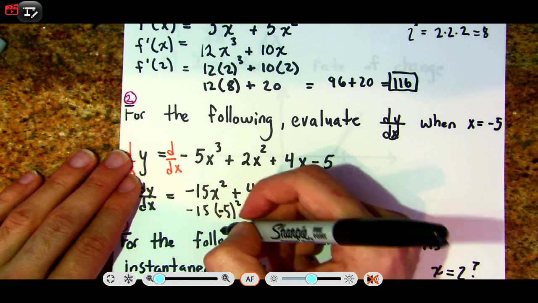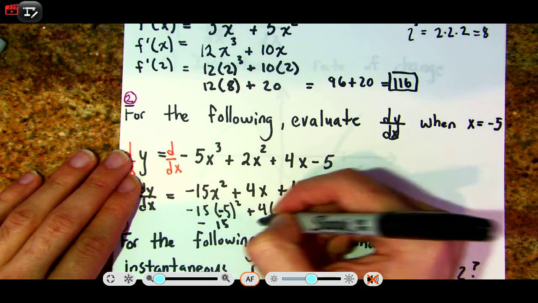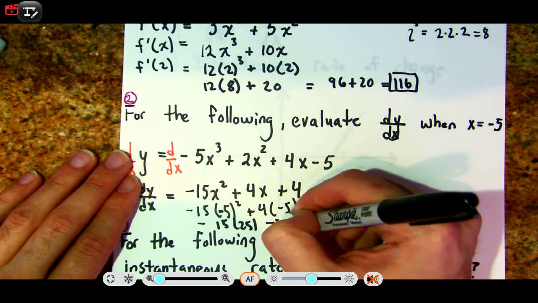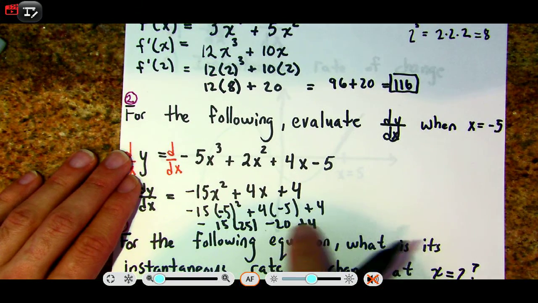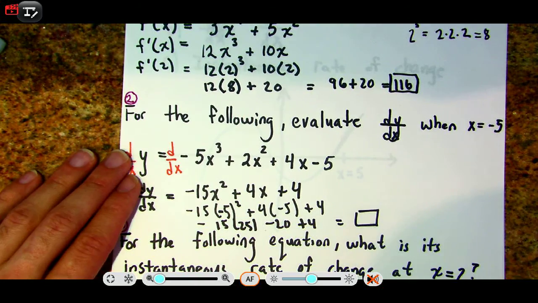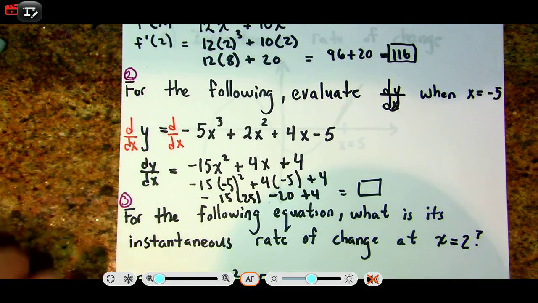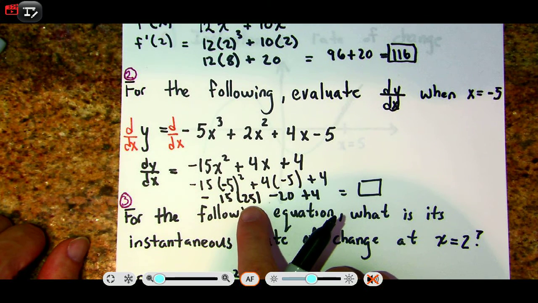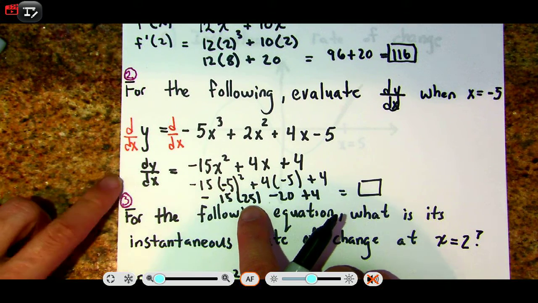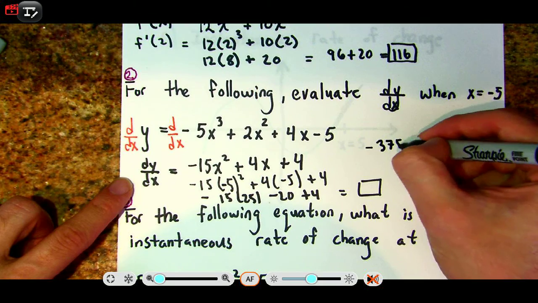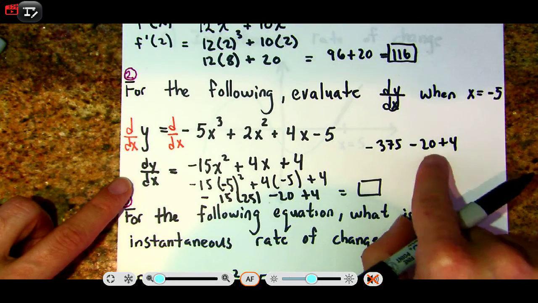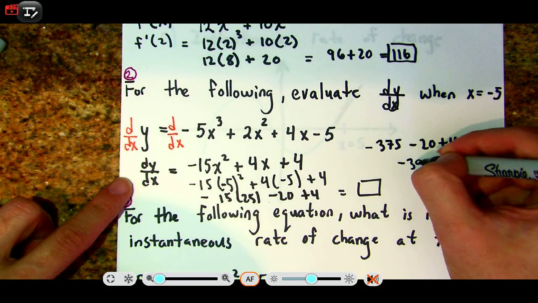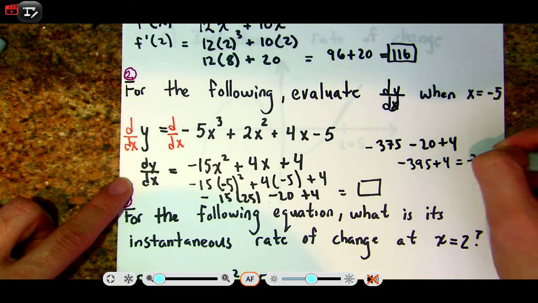Negative 15 times 25 minus 20 plus 4. And whatever that is, negative 15 times 25, minus 20 plus 4, that will be what we evaluate. Okay? What would that be? Negative 15 times 25, that's, so that's what, negative 375? Minus 20 plus 4. This is negative 395, plus 4, negative 391. Hopefully my math is not wrong.